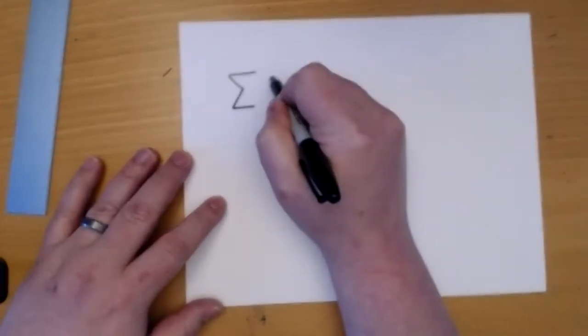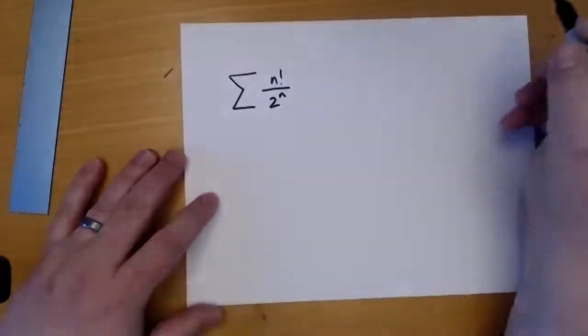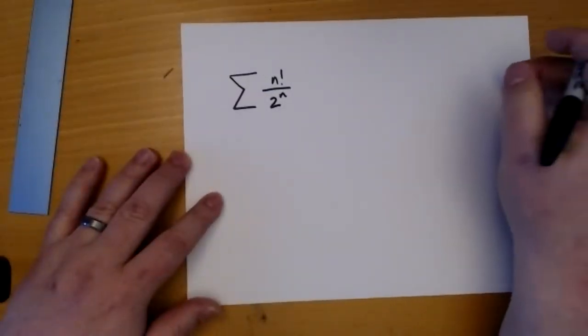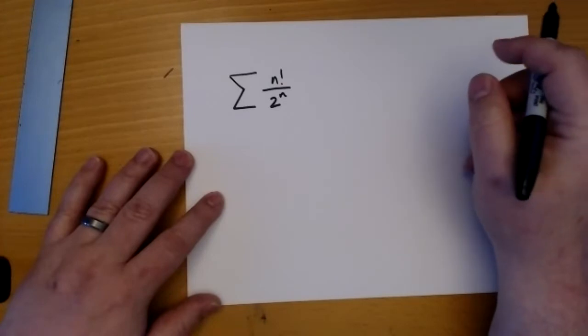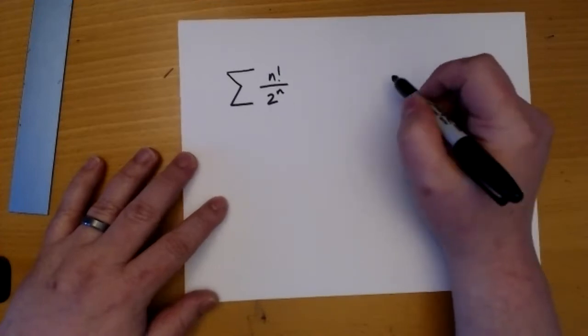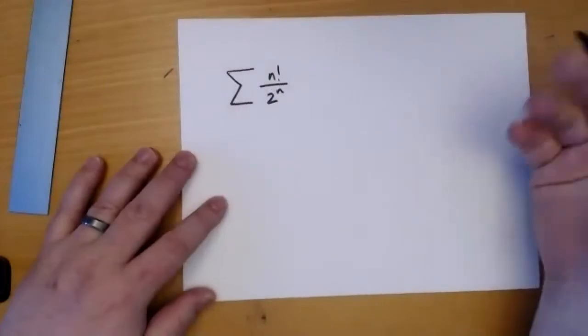n factorial over 2 to the n. Okay. And it just said converge or diverge, right? Verify that it diverges. Okay. Well, let's look at this for a second. Let's look at n factorial and 2 to the n, both of these terms, for a few steps.